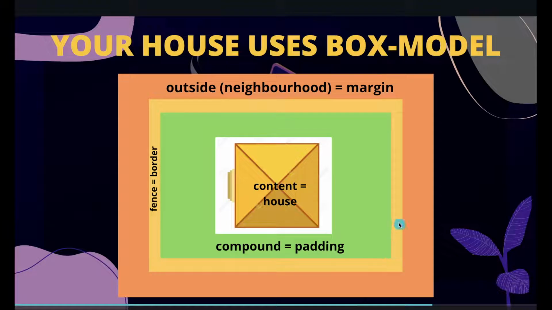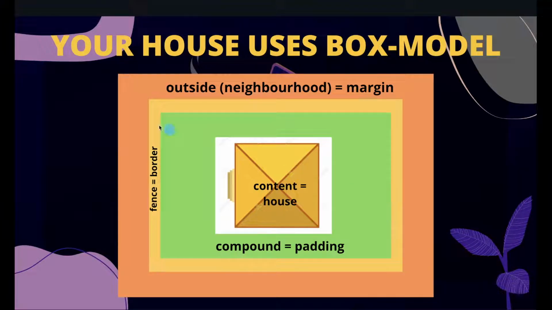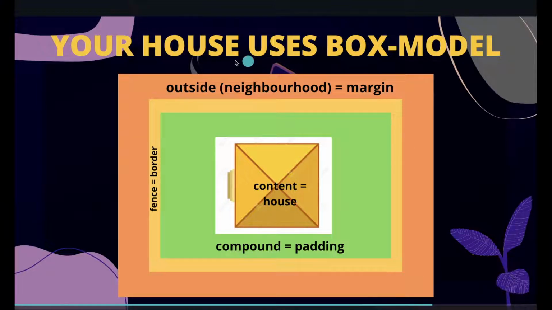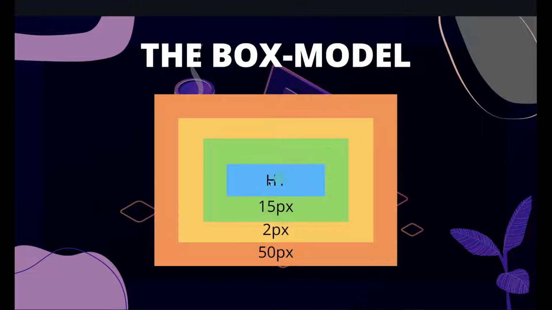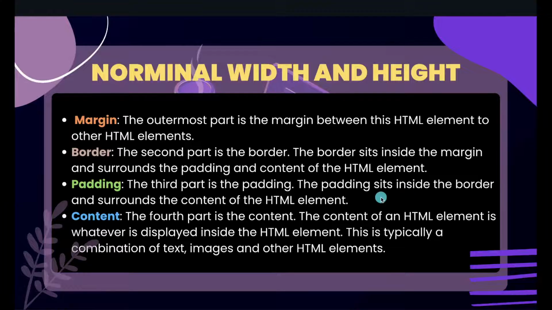Probably you are building a wall of Jericho, so your border can be very, very fat. Then your margin is the outside of the element that spaces it out from every other element, and I'll show you what I mean by that in a bit. So that's the box model. You can have an H1 with a padding of 15 pixels, a margin of 2 pixels, and a border of 50 pixels, depending on what you want to do with that.